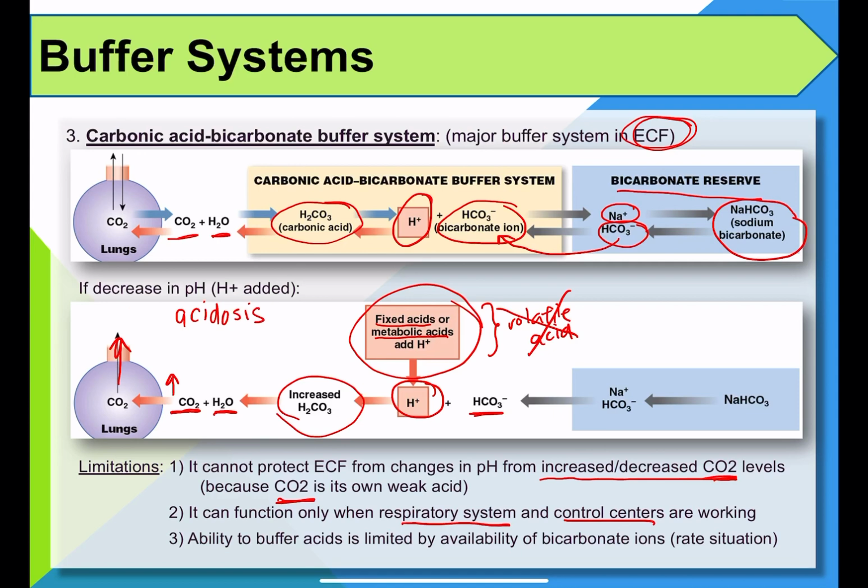Now, the last thing is that the ability to buffer acid will be limited by the availability of bicarbonate ions. So this is a rate limiting situation here, where if you ever run out of even your bicarbonate reserve, then this whole system will fail, because it's relying on a steady supply of bicarbonate ions in order to neutralize the extra hydrogen ions so we can go on into the rest of the process. Okay.